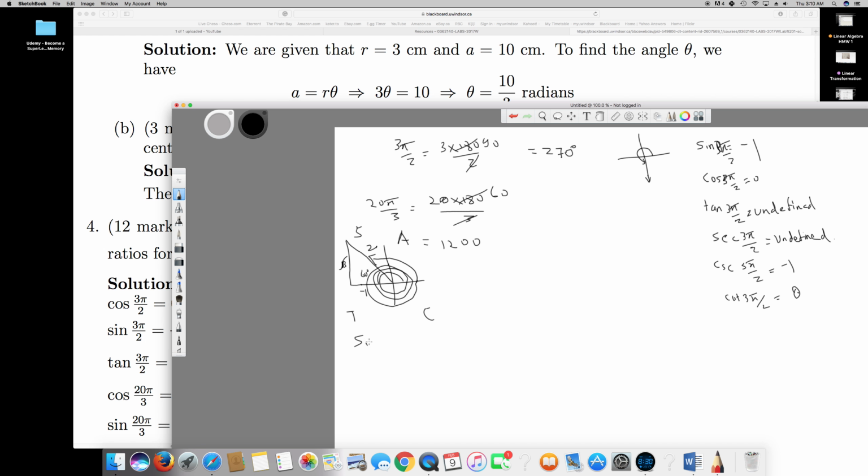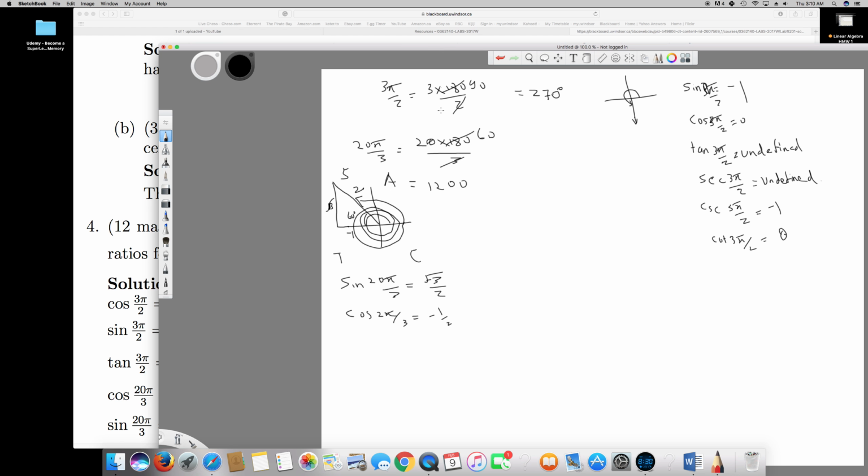So we know this and then we can find all the ratios. Now sin 25π/3 is going to be root 3 by 2, and cos 25π/3 is going to be minus half, and tan 25π/3 is going to be sine over cos.